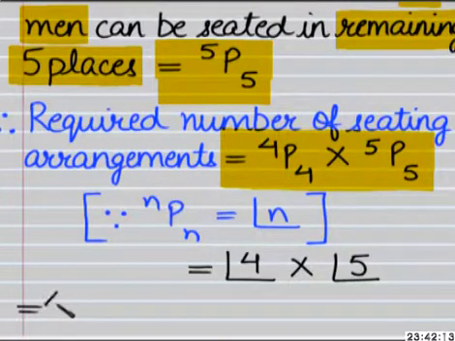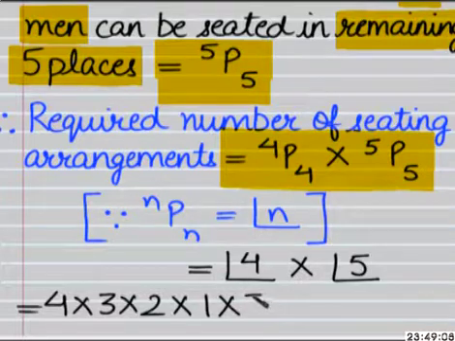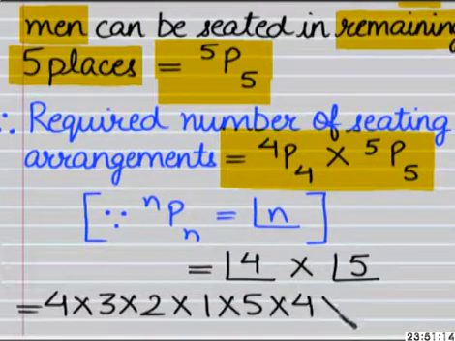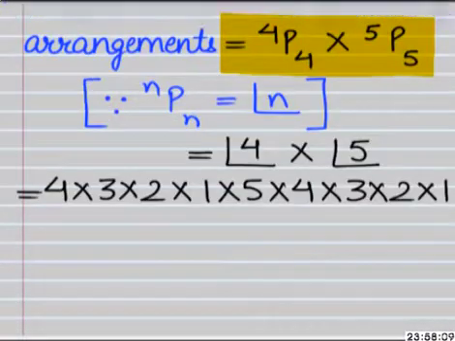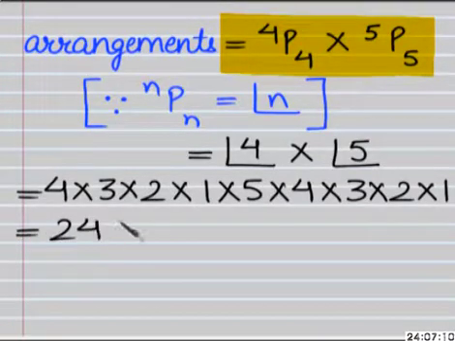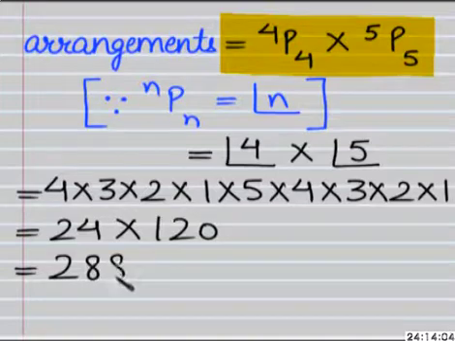which is equal to 4 into 3 into 2 into 1 into 5 into 4 into 3 into 2 into 1. On solving it, we get required number of seating arrangements is equal to 24 into 120, which is equal to 2880.